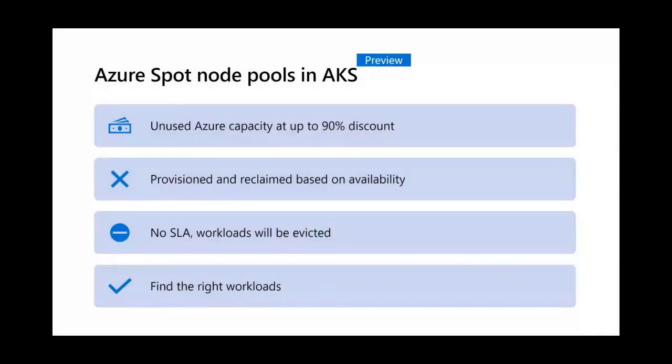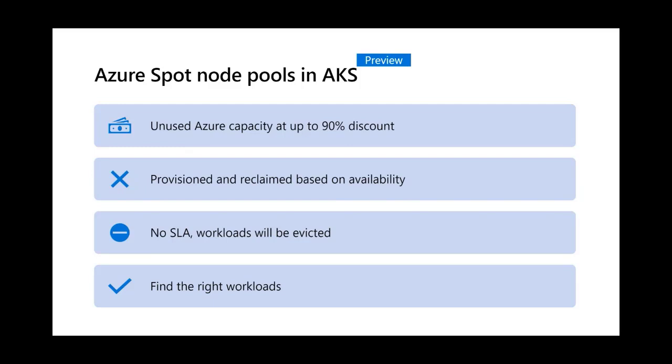So just going back to the spot pricing. As I said, the idea here is that you're taking advantage of extra compute capacity up to a 90% discount. So not insignificant discount. But important to understand, we will giveth and we will taketh away based on availability, right? And there is no SLA on that. So this is not something you're going to use for your core platform.